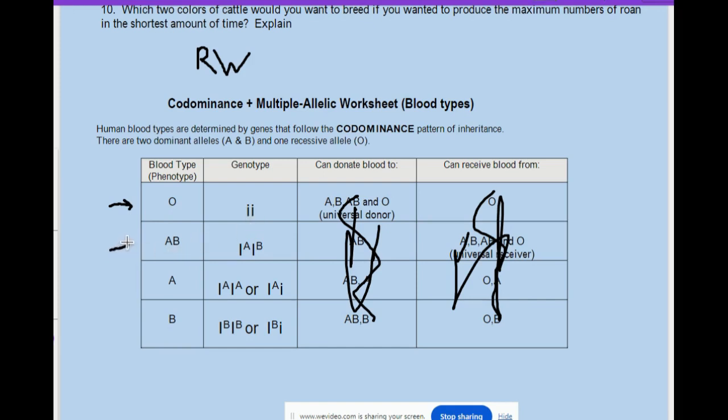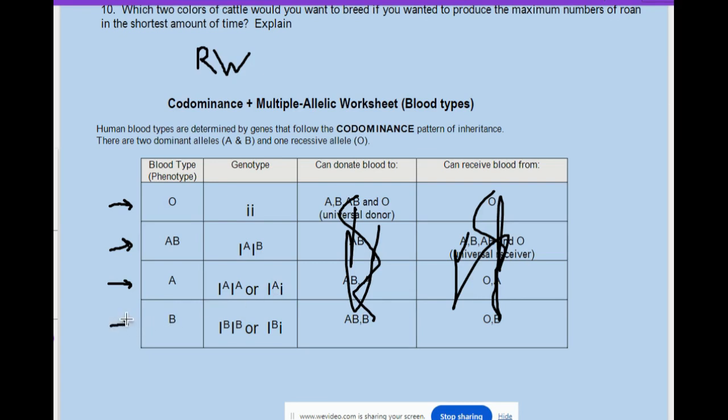Then there's AB, the rarest of blood types. There's only one genotype for AB. You got to have an A allele, which is big I A, and a B allele, which is big I B. All right, easy so far, pretty easy. Type A blood, 2 genotypes. You can be homozygous, so you have big I A, 2 type A alleles. But you can also be heterozygous: big I A, the A allele, and the recessive O. Since O is recessive, A is dominant, you're going to have type A blood.